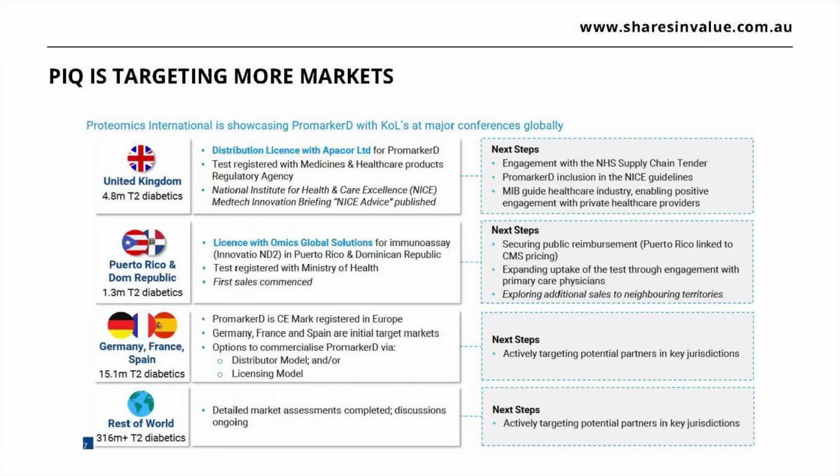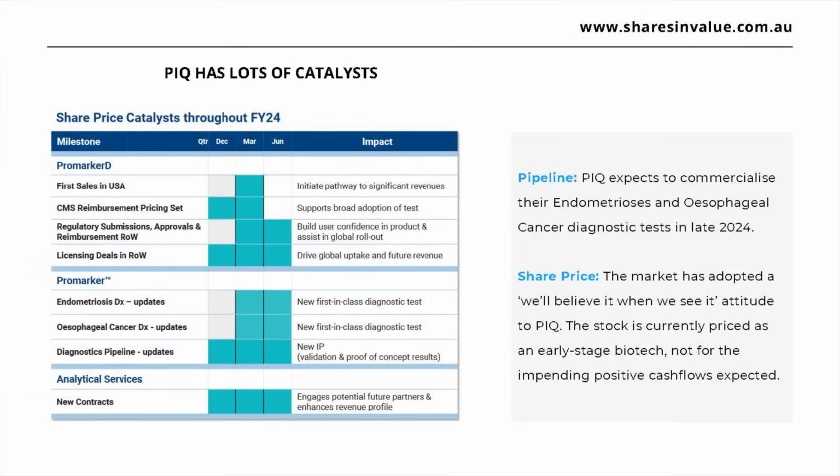The company is very active in rolling out their test globally, so they're commercializing in a number of different regions, and they're taking different approaches with different companies depending on their expertise. So some are licensing deals, some are just distribution deals. In terms of the catalysts this year, we've got those first sales from ProMarket D, and we've also got clinical trial data expected from the Endo and the ESO, that's endometriosis and esophageal cancer.